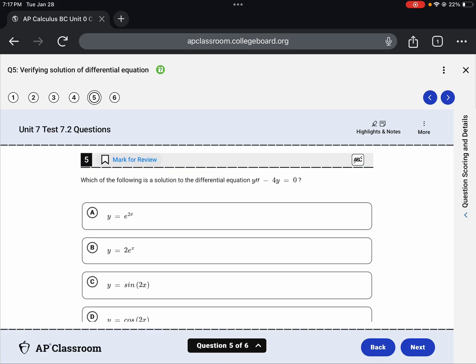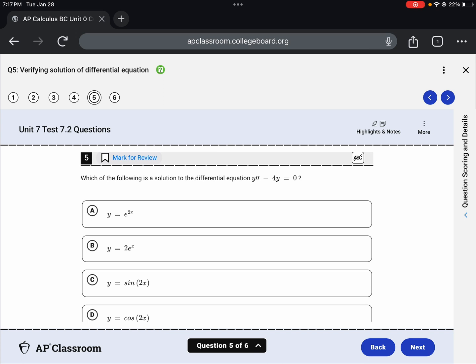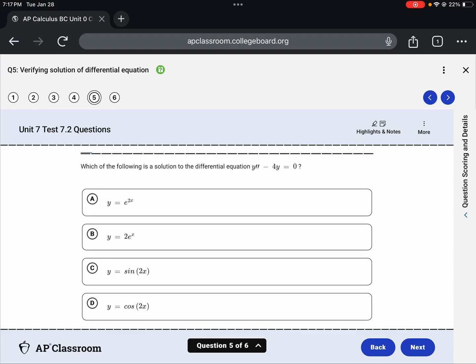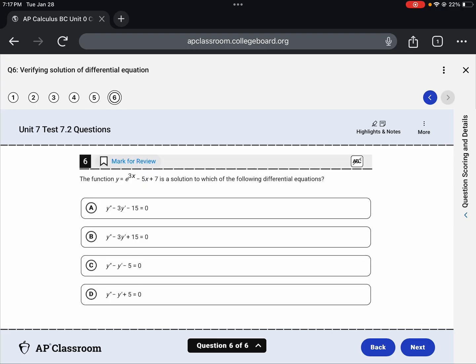I think 5 would be a good example to do. If you do 5, that would be a good one to practice for the test. I think that one's a great one, and I would recommend doing 5. I think 6 would also be a good one to do.